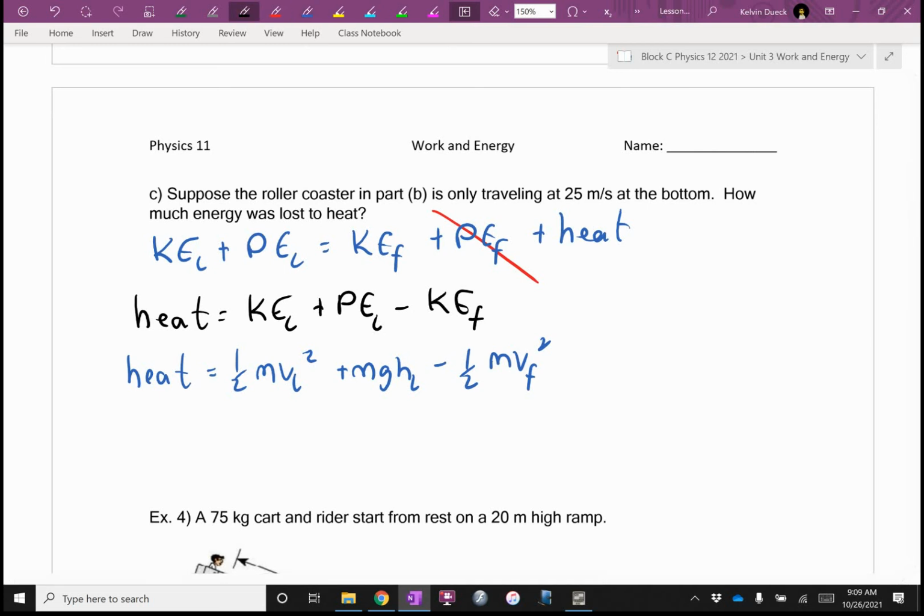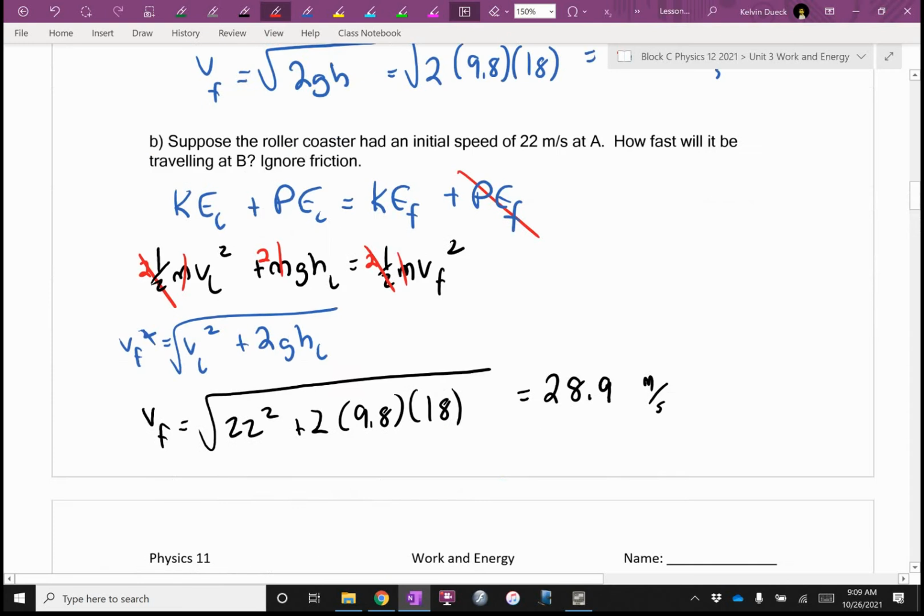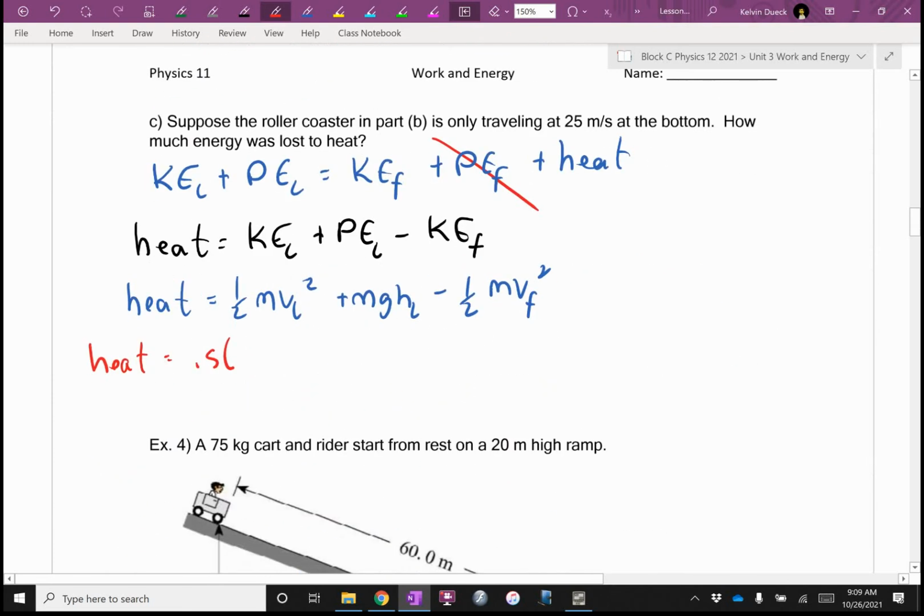Okay. Heat is going to be 0.5. What was M? 255. And was VI 22? 0.5 times 255 times 22 squared plus 255 times 9.8 times 18 minus 0.5 times 255 times 25 squared.